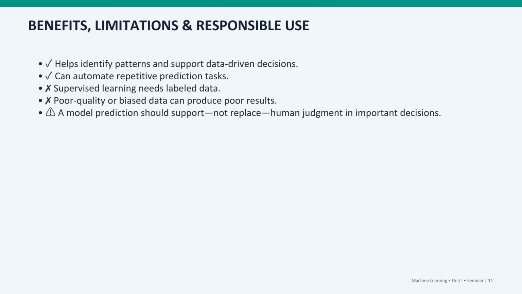However, machine learning also has limitations. Supervised learning requires labeled data, which can take time and effort. Poor data or biased data can also produce poor results. Therefore, machine learning predictions should be used carefully, especially when making important decisions. Human judgment is still important because sometimes machine predictions may go wrong.